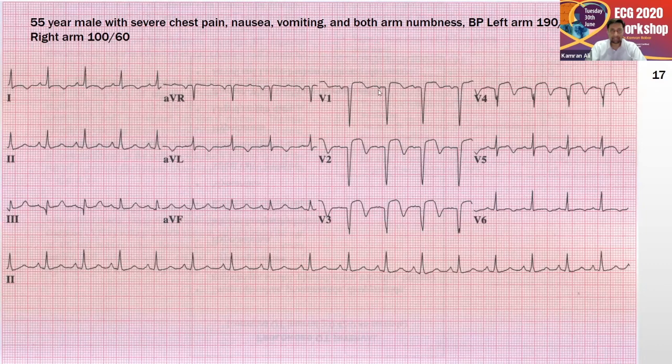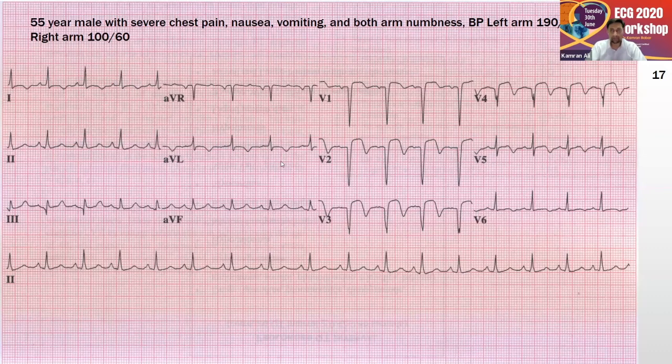Looks like a late presentation. Already large Q waves are there. Right. Aortic dissection, very good. Wellens also, but normally that's deep T wave inversions that we are seeing, this coved appearance in V2, V3.